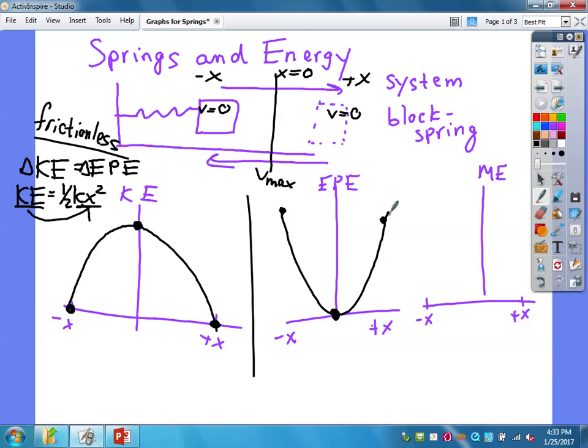All right? What about the mechanical? Well, that's easy. Is the mechanical energy changing? Mechanical is elastic plus kinetic. Is the total amount changing at all? No. So that would be perfectly straight. Okay? Perfectly straight. So these are 3 classic examples when you're involving kinetic energy and distance.